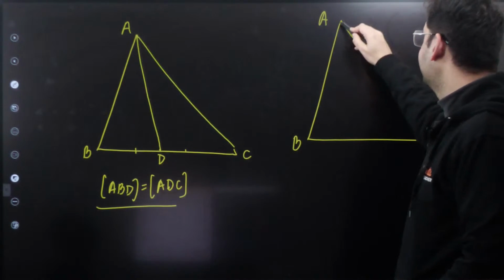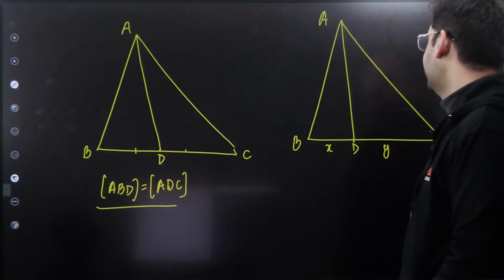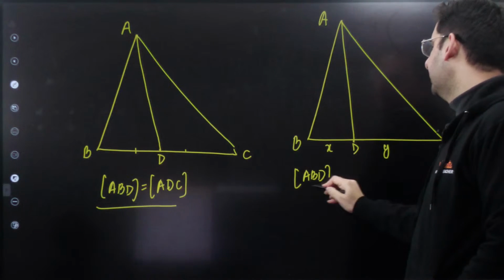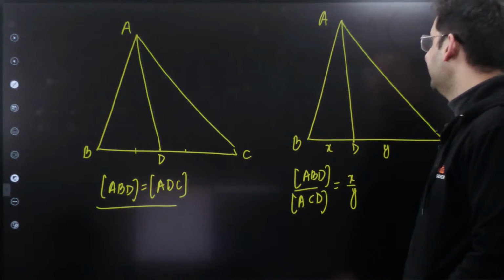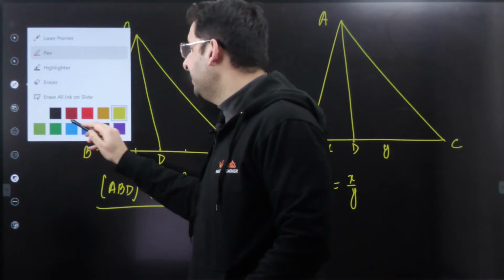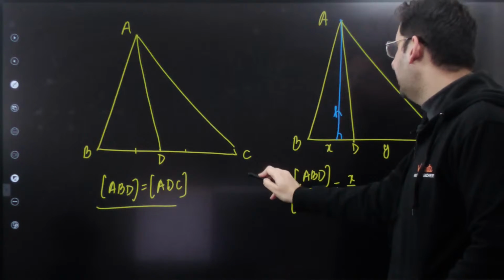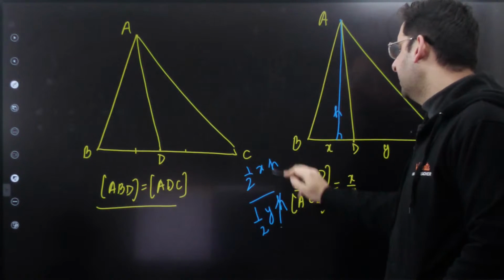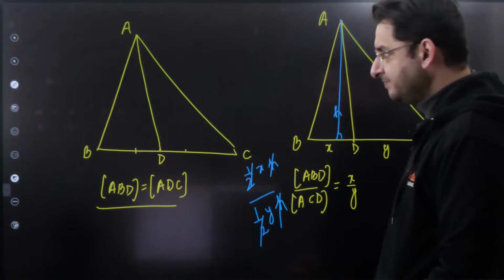ABC, and D is some point, let's say this is X and this is Y, then area of ABD upon area of ACD is always going to be X by Y, because they have the same height, right? You can easily prove this, because the vertical height of both triangles will be the same, H. So this area is half into X into H, and that one is half into Y into H. Half cancels, H cancels, so X upon Y, right? So this is another concept you should know.